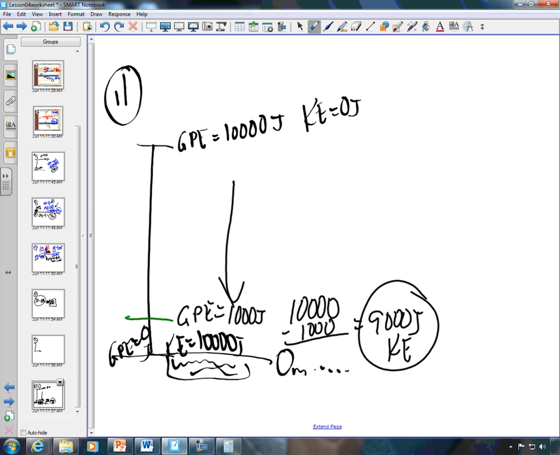And then compared with the height of the flagpole, how far above water level will Bernie be when his kinetic energy is 9,000 joules? Well, we've already determined that you're basically 1 meter up, or 1/10 of the way up. So if it were a 10-meter flagpole, it'd be 1 meter from the ground, but we're not told the height.